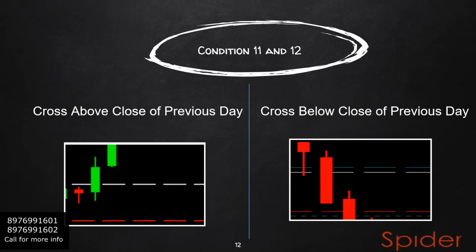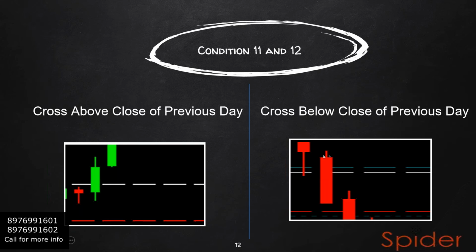So conditions 11 and 12, again these are basic scanners: cross above close of previous day and cross below close of previous day. So the white line that you can see on the intraday chart is the previous day close. Whenever any candle is giving us a closing above the previous day close, it gives us a sign of a positive movement in the market, because a stock is expected to be bullish or at least positive if it is giving a closing above the previous day close.